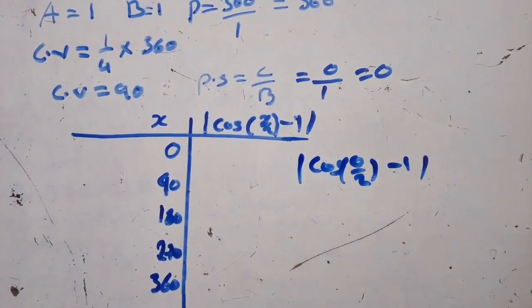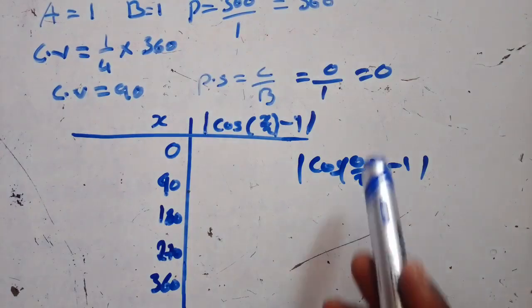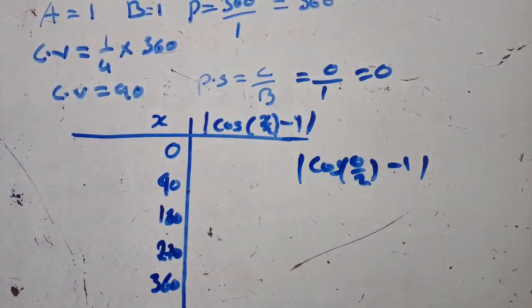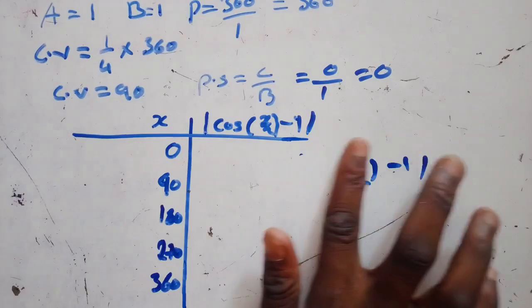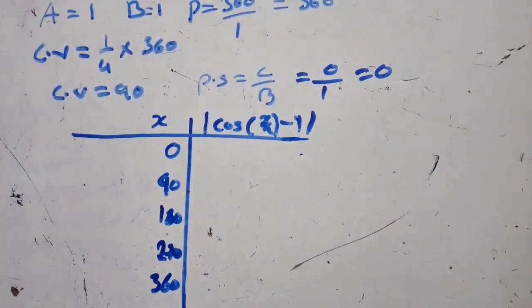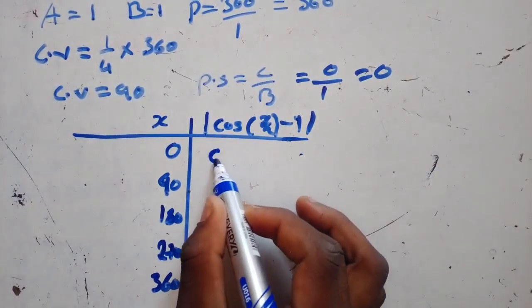These are called modulus. So you place on your calculator cos. 0 divided by 2 gives you 0. So you place on calculator cos 0 minus 1, and you're going to find that the answer is 0, because cos 0 is 1, and 1 minus 1 gives you 0. So we have 0 here.